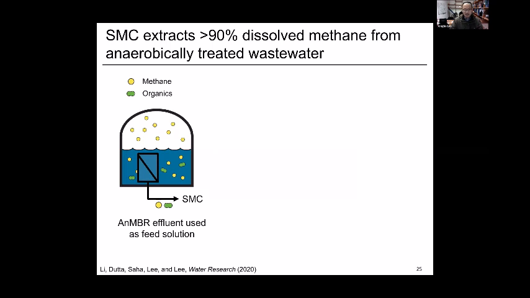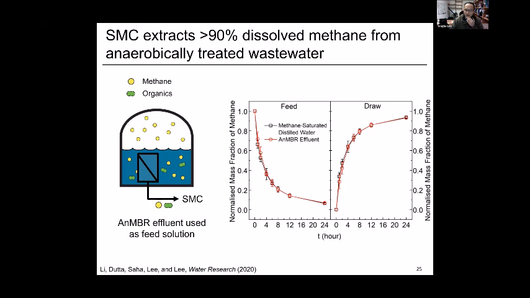from an anaerobic membrane bioreactor. Before this test, we were expecting to see very bad membrane fouling and also very compromised methane transport property. But actually, when we tested this actual wastewater, we didn't see much difference.